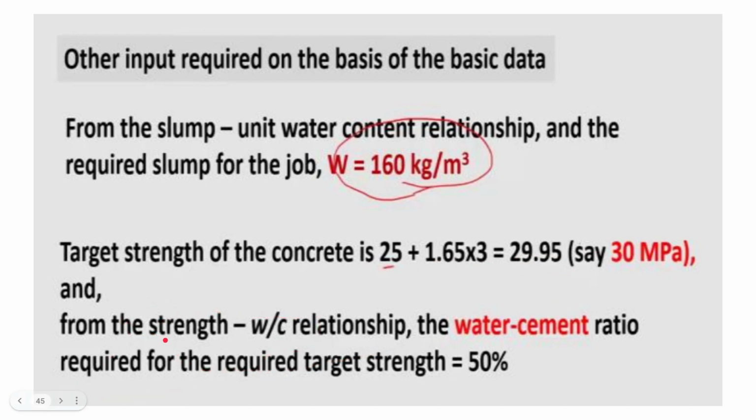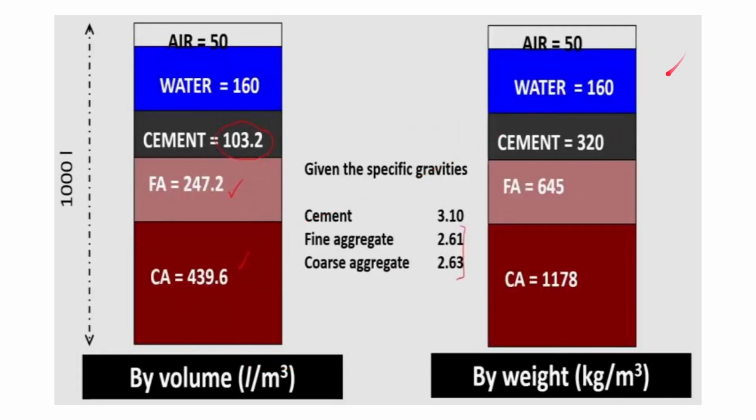Then from the strength water cement relationship, we find the water cement ratio, which comes to be around 0.5. Because the water cement ratio is 0.5 and the water is 160, the cement will definitely be 320, so that W by C is 0.5. Air is given as 5%, so 5% of 1000 gives 50 liters. Then FA is 645 and CA is 1178, which has been calculated based on this volume.